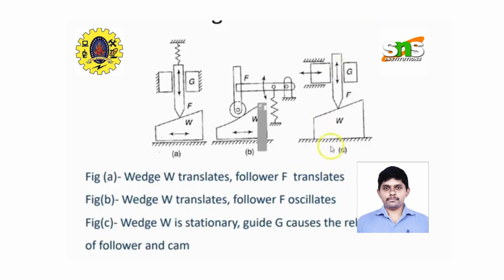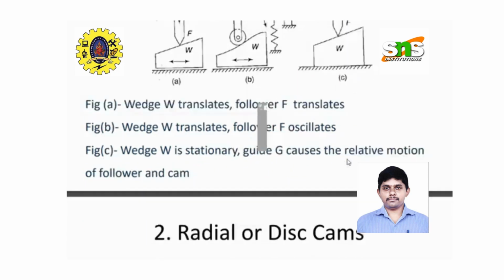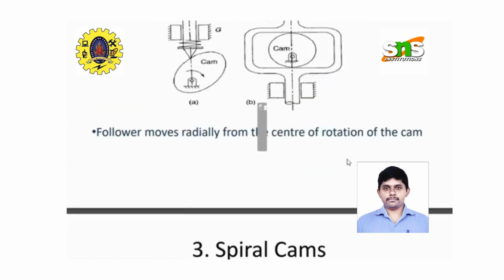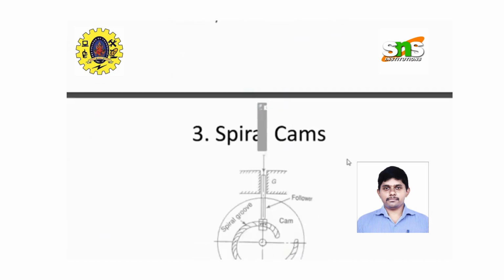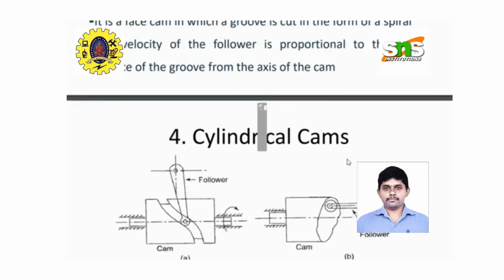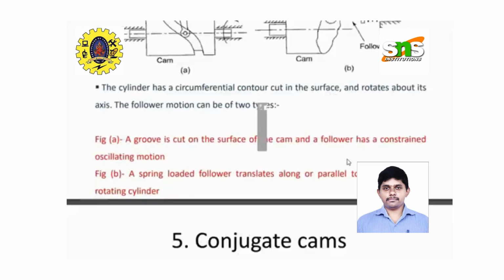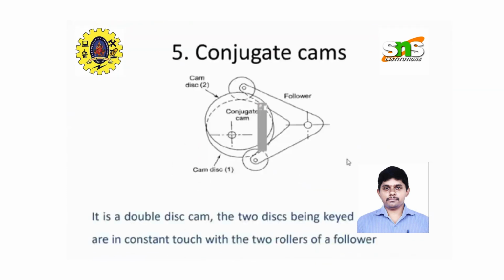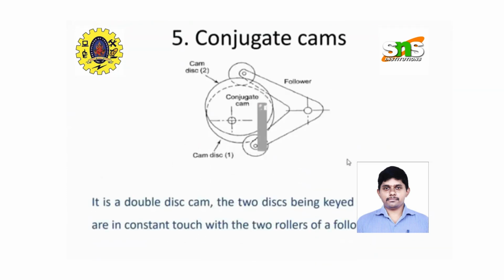The meaning of translation is that it can make a movement either towards this direction or this direction. In case number 2, the wedge is fixed, and only the follower F does the oscillation. And in the third one, the wedge is stationary, which means the wedge doesn't produce any kind of motion, while the guide makes an oscillation in the y-axis direction. So that is what this diagrammatic representation gives: the types of cams and their movement.